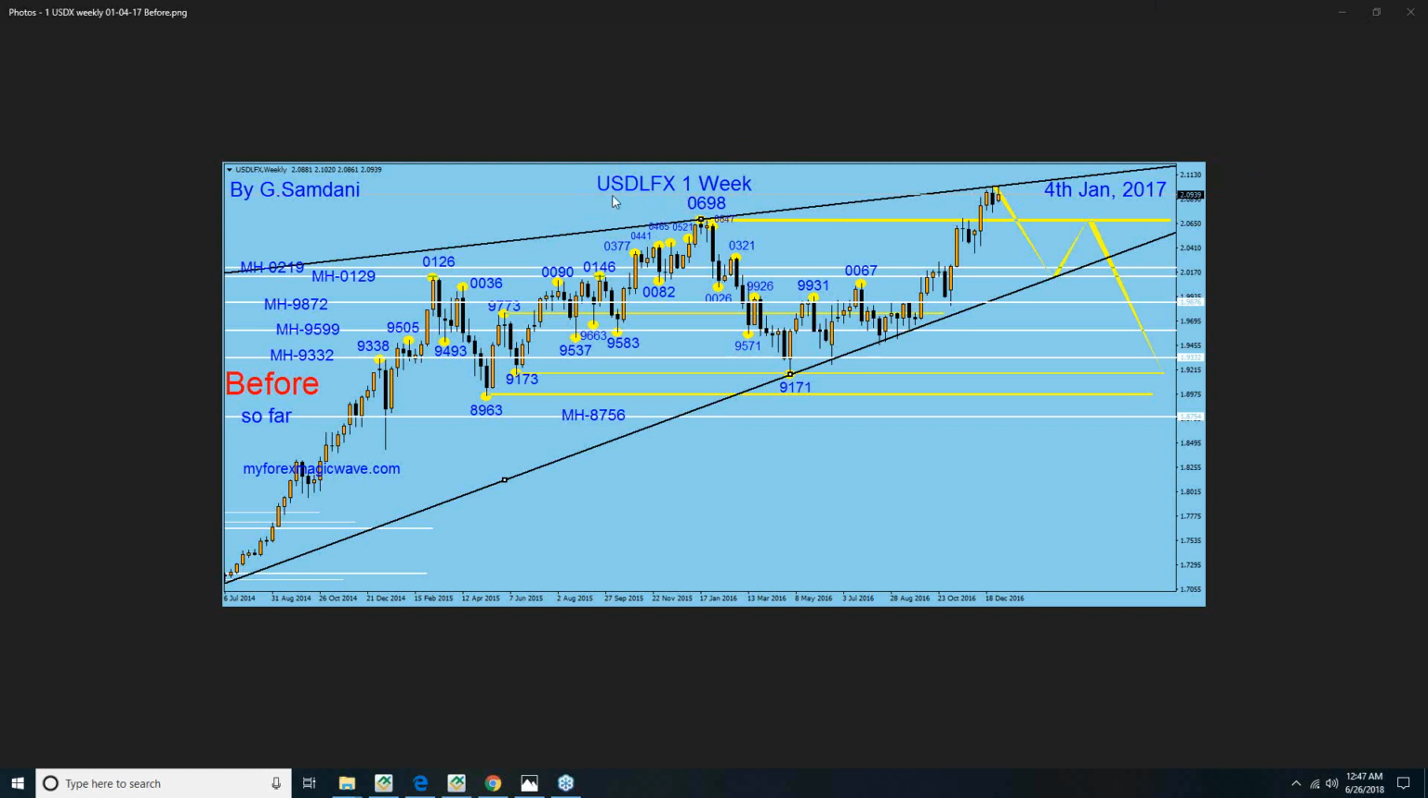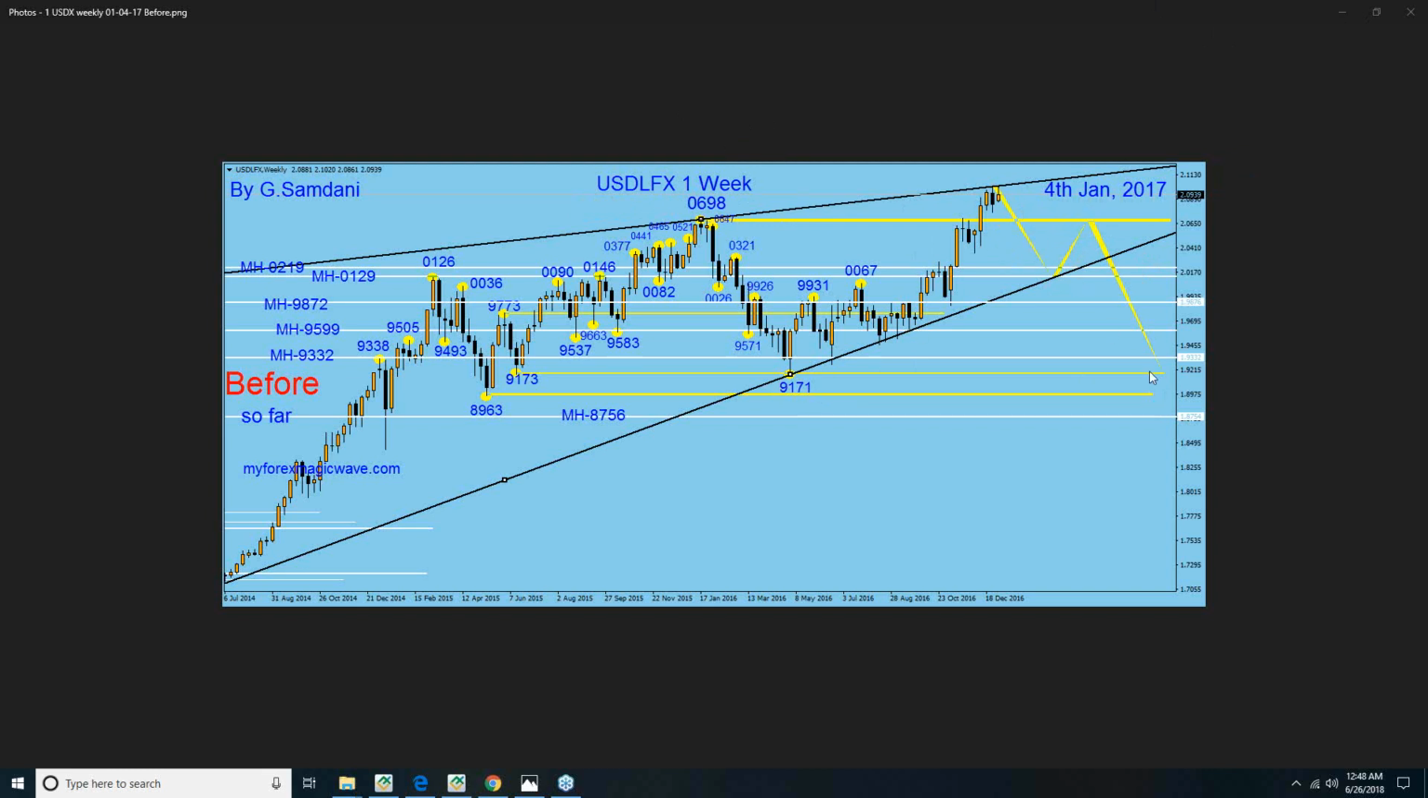So let's get started. US dollar index weekly chart. This is the one I made in January 2017. You can see it's January 2017. This was the route I showed. You see this? When we were all the way on the top and posting a bullish candle, I said, no, this is it, and we're going to drop from here all the way down here. Then we're going to bounce and go up here to 0698, and then we're going to drop all the way down to 91.71.